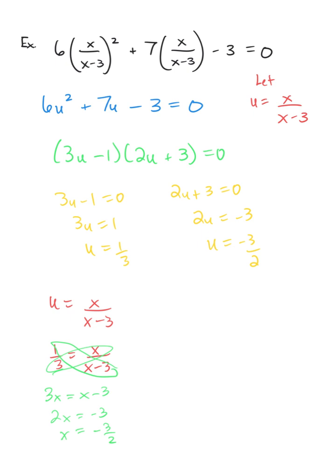Now I've got to do the same thing for the other one. So here is my negative 3 over 2 is equal to x over x minus 3. And here we've got negative 3 times x minus 3 is equal to 2 times x. Negative 3x plus 9 is equal to 2x. 9 then is equal to 5x. X is equal to 5 over 9.